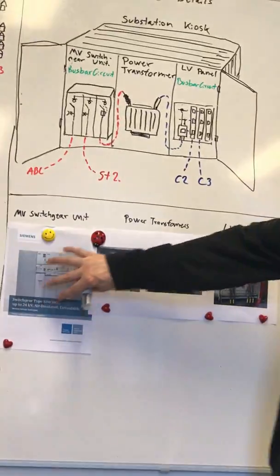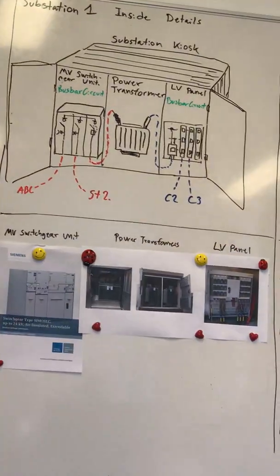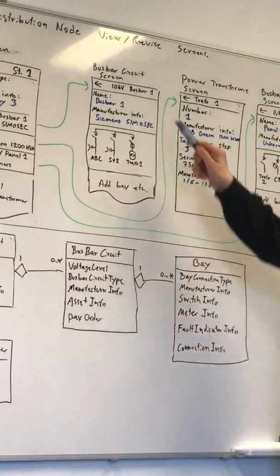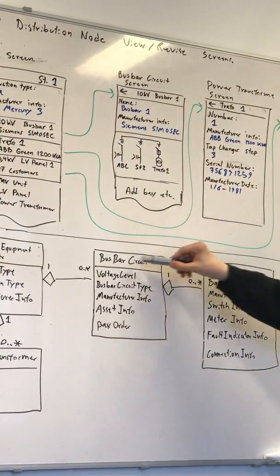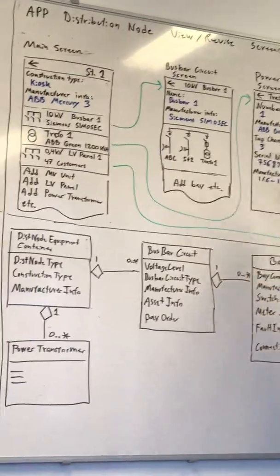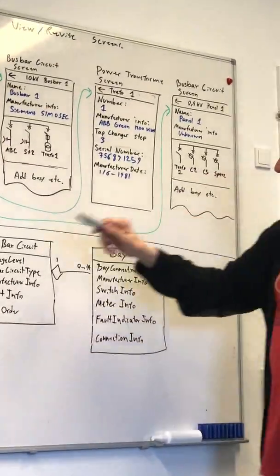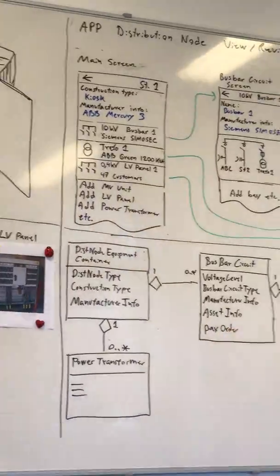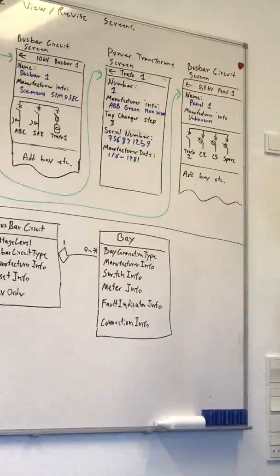If you do that, you will have another unit, and then you will connect them with cables or something like that. So when we are talking about a medium voltage unit, the manufacturer info is on the bus bar circuit level, and if it's a low voltage panel, then we have manufacturer information on each of these bays, because they can come from different vendors. And I have described that in the document too.